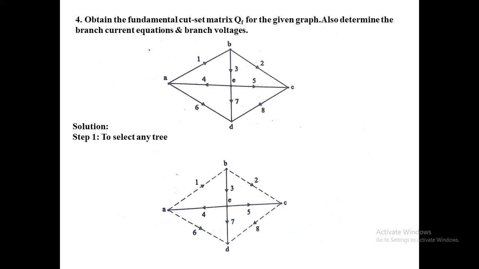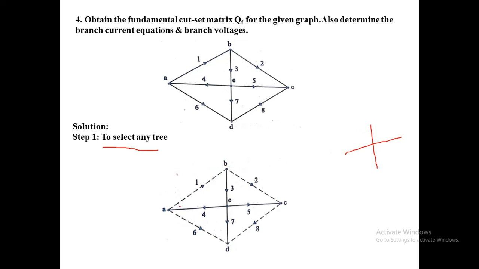Next problem: obtain the fundamental cut set matrix QF for the given graph. Also determine the branch current equations and branch voltages. Here this is the graph. For that we have to select any tree. Tree means all the nodes are present and there is no closed path. In this type of problem we can directly choose this as the tree. All the nodes are present and there is no closed path.